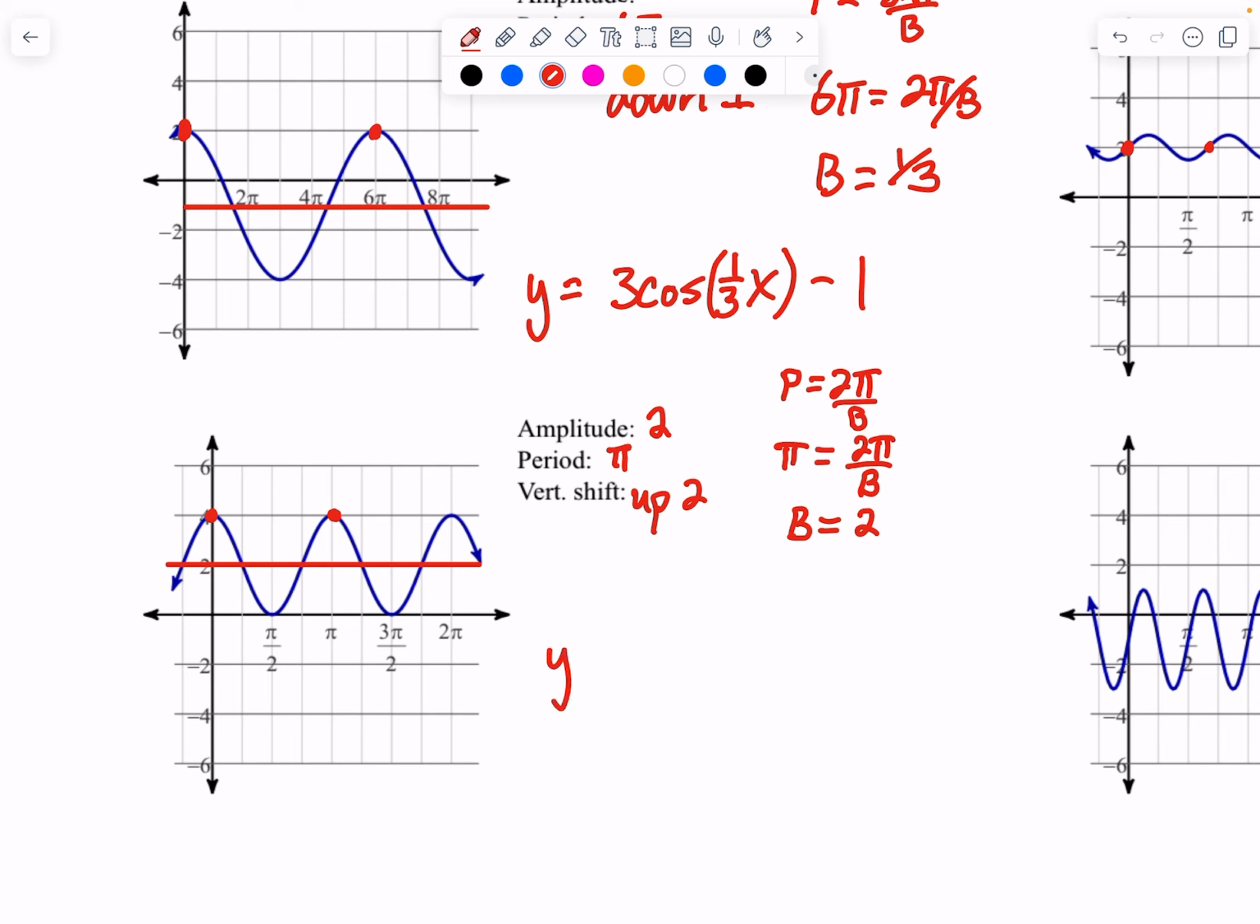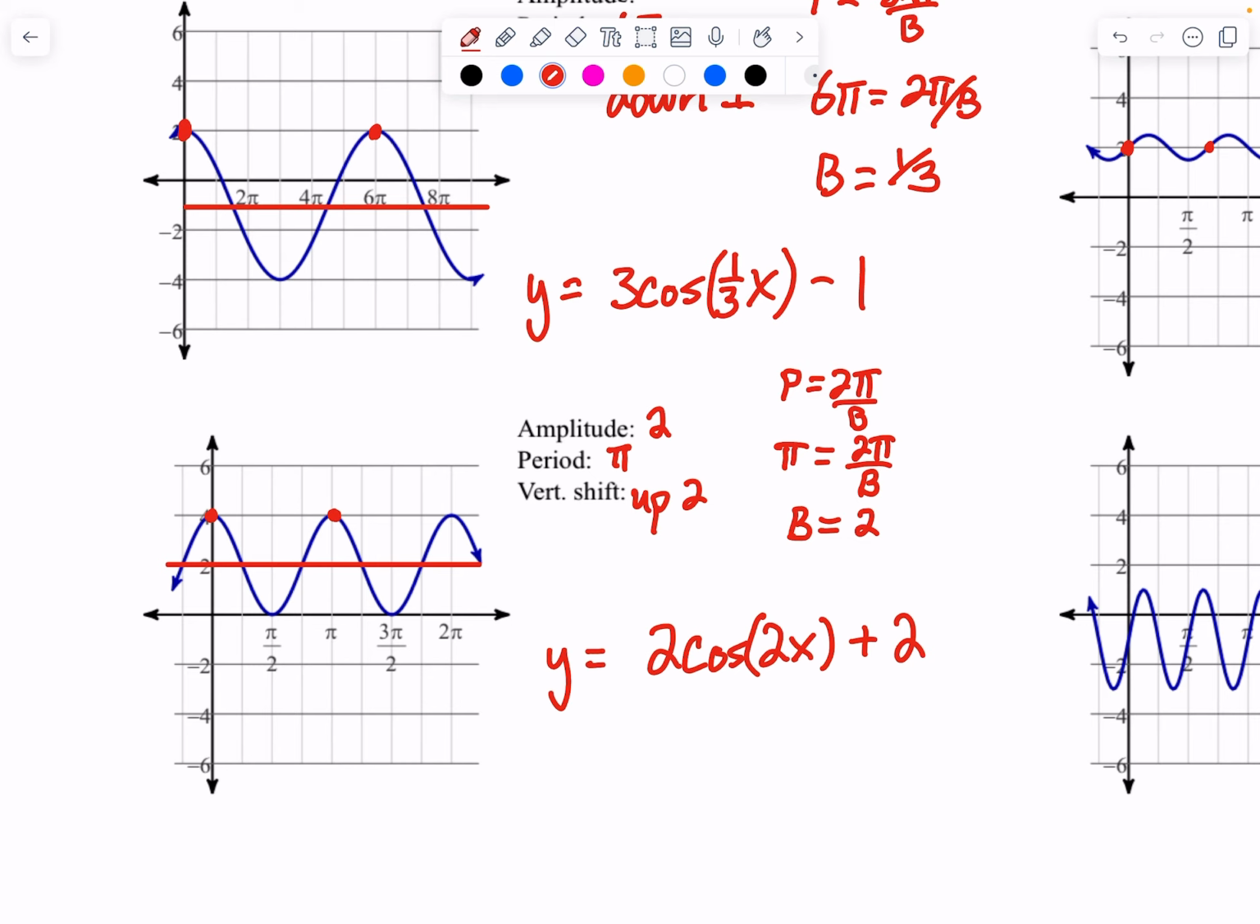So I'm going to have y equals, it starts above it, not below it, so it's a positive 2 cosine. I have b there, which is 2, and it's going to be just an x because it's not moving left or right, but it did move up 2. So there is my equation.